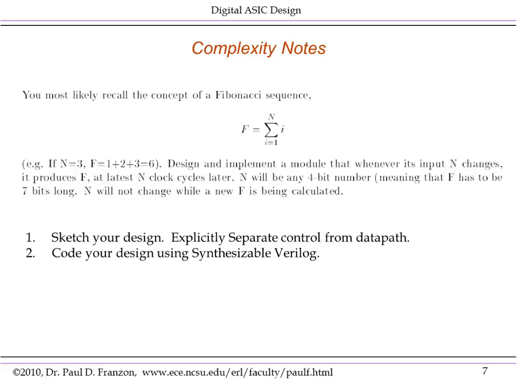Next one is the Fibonacci sequence. The concept here is quite simple. I've got n coming into the design. When n changes, I want to calculate the Fibonacci number. That is the sum of i equals 1 to n. I'll give the example here, n equals 3. I want to calculate 1 plus 2 plus 3 equals 6. And again, I want to detect that a new number needs to be calculated by detecting if n has changed.